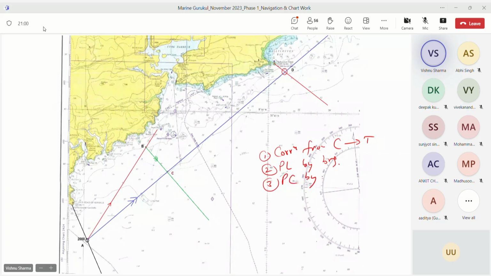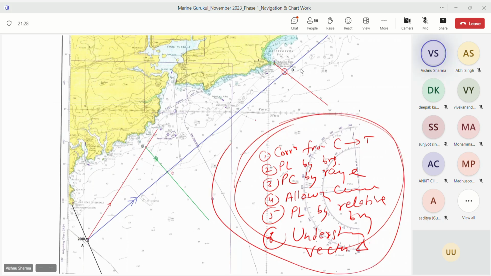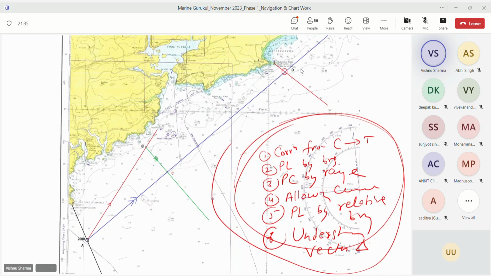3, PC by range, radar range. Then allowing current. Then PL by relative bearing. And then understanding the vector triangle. These are the learnings. You may think that we have not learned anything. There are many things which have been revisited through this concept. Please note the arrow convention.